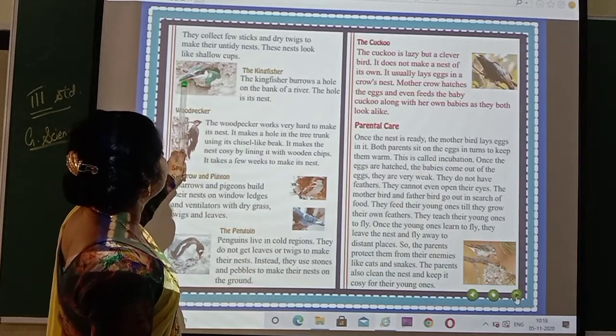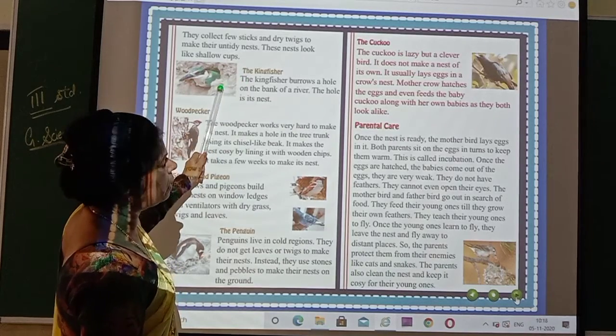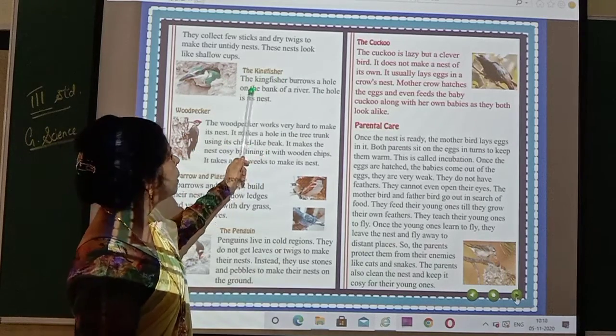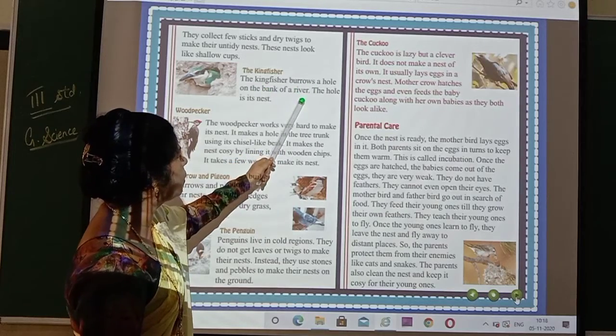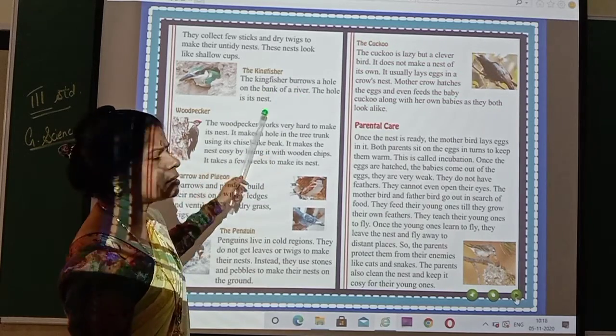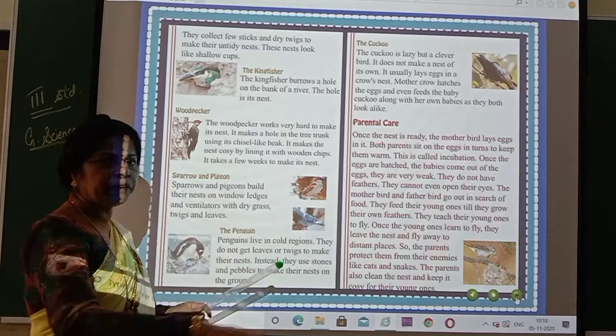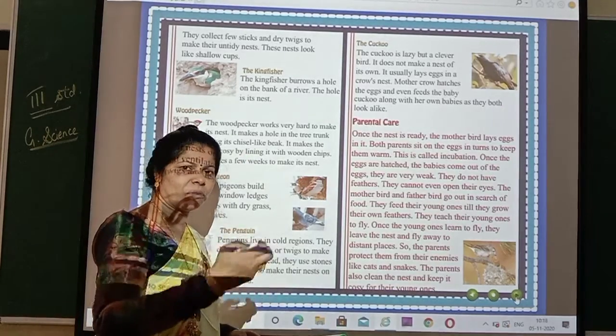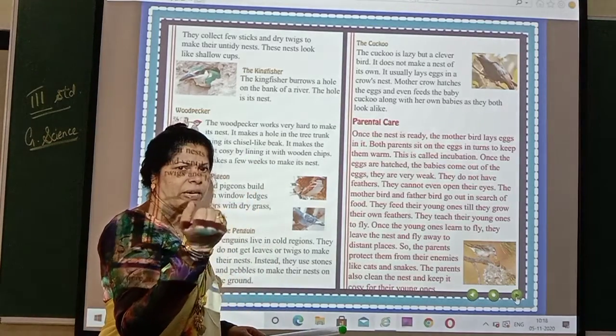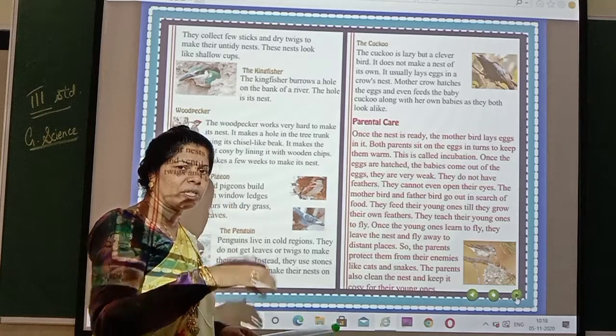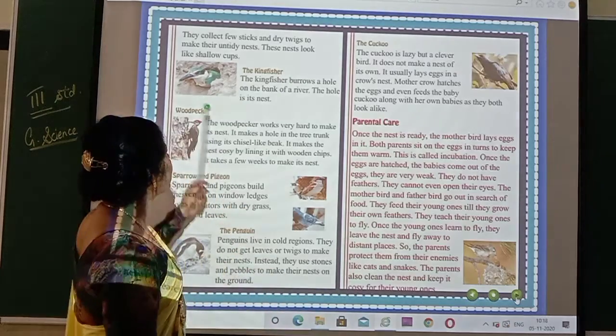Now coming to the kingfisher. So this is a kingfisher bird. The kingfisher burrows a hole on the bank of a river. The hole is its nest. On the bank of a river, what happens? The mud will be soft because of the wetness, isn't it? So the mud will be soft. What do they do? They make a burrow and they will be inside the burrow.